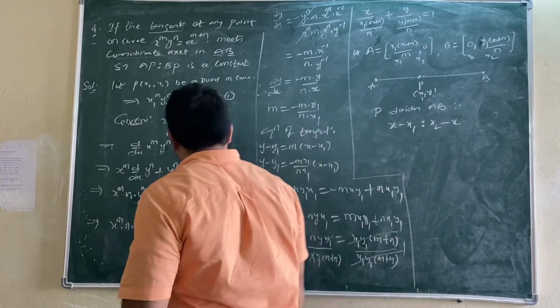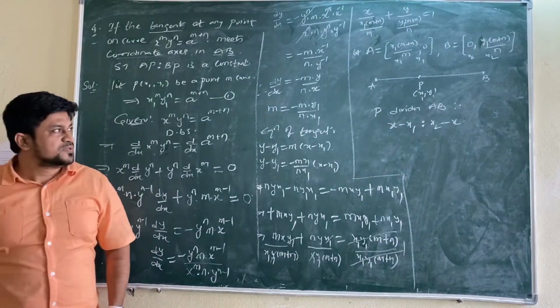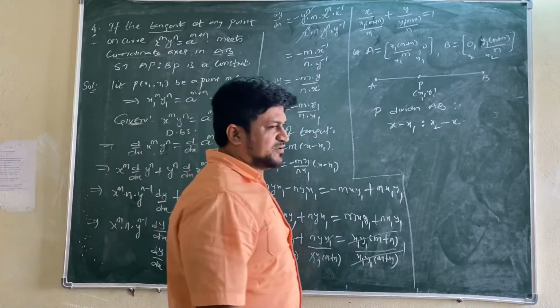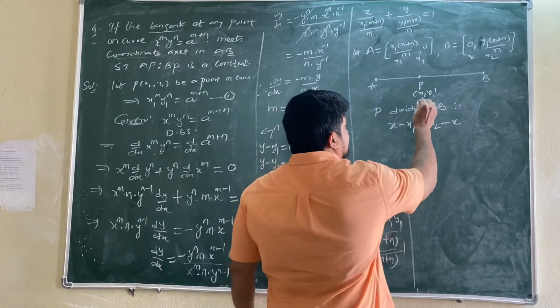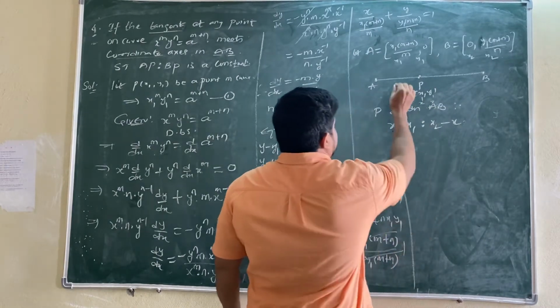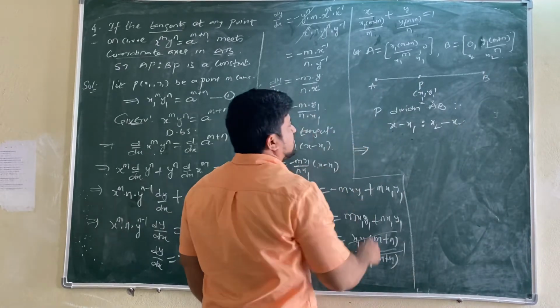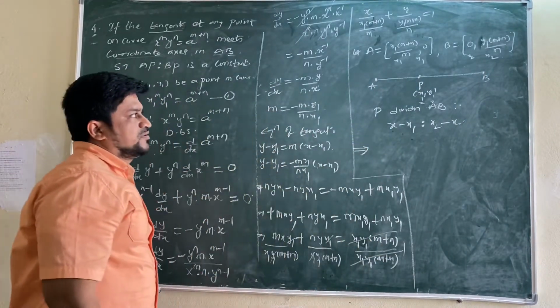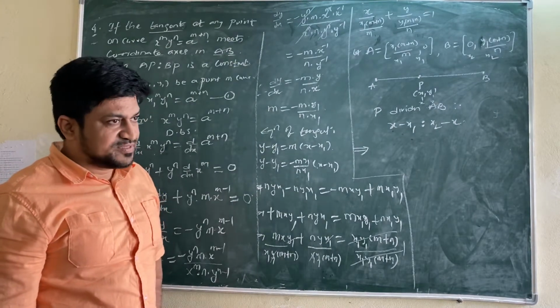X minus x1 is to x2 minus x. Okay. Whenever P divides AB, you have to remember this formula. Whereas this is xy, this one is x1, y1, x2, y2. Don't get confused in this one. Where we have to take P divides AB.